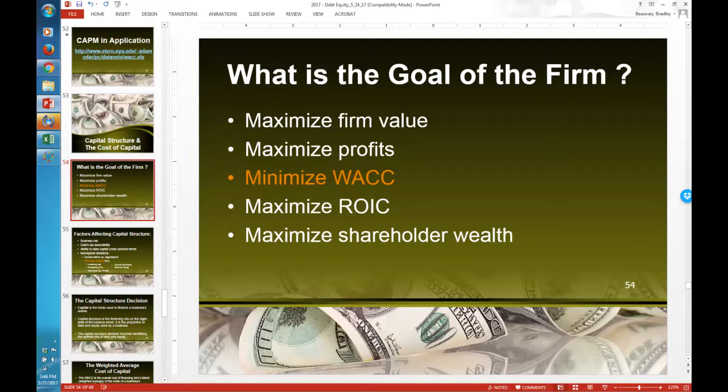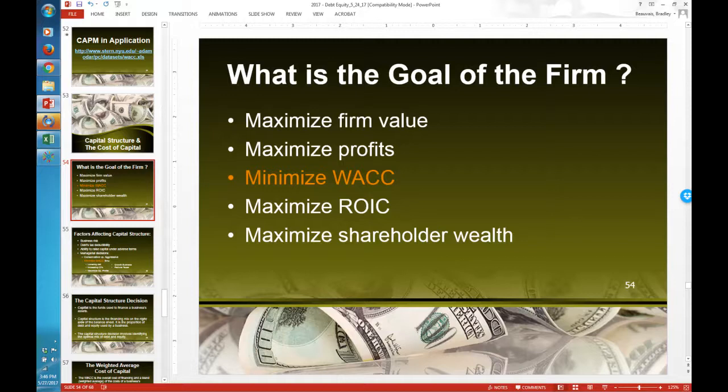We want to maximize the return on invested capital, or ROIC. This is true regardless of industry. We want to make sure that we are actually returning something for every dollar invested. And of course, on the for-profit side, in this case, shareholder wealth. We want to make sure that those shareholders are properly compensated for the risk that they've incurred with regards to actually investing in our organization.